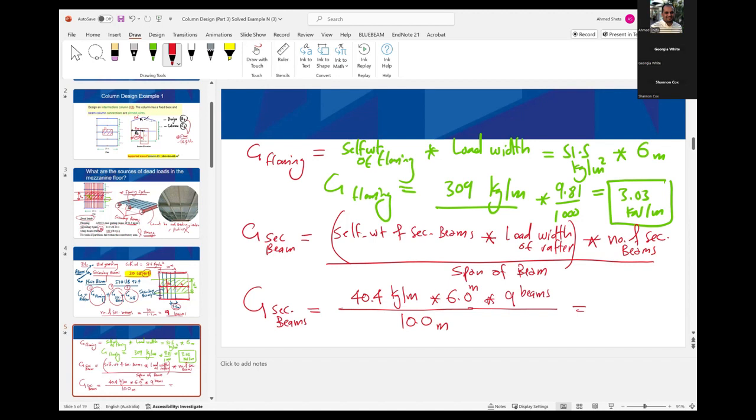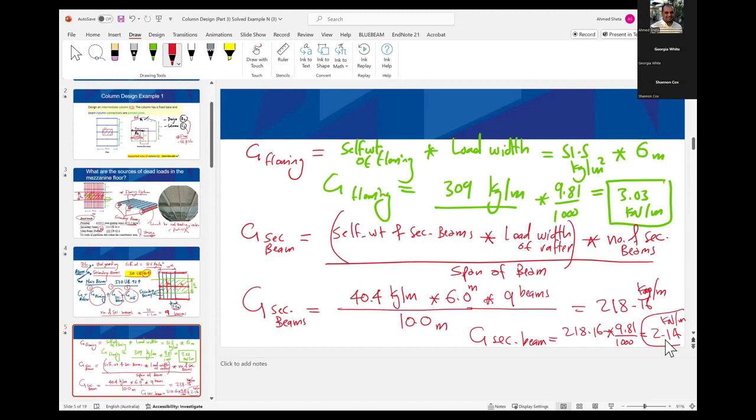So this value becomes 218 kilogram per meter. Again, what we need to do is convert to what? Newton, kilonewton. How to convert to kilonewton per meter? 218.16 times 9.81 divided by 1,000. So this will be 2.14 kilonewton per meter. Okay.